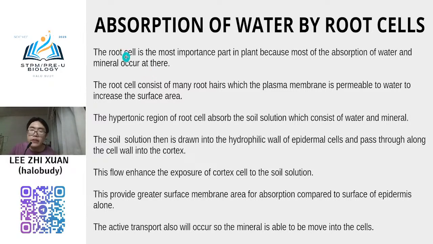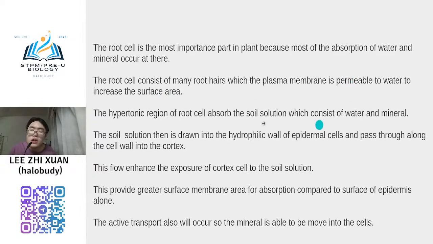So normally, if you take the root cell out of the soil, no absorption occurs, and the plant will die in a very short time. The root cell normally consists of many root hairs, whose plasma membrane is permeable to water, to increase the surface area. So what is a root cell?